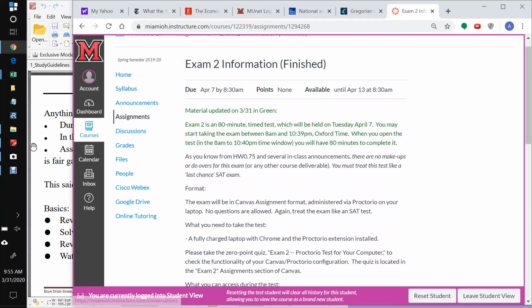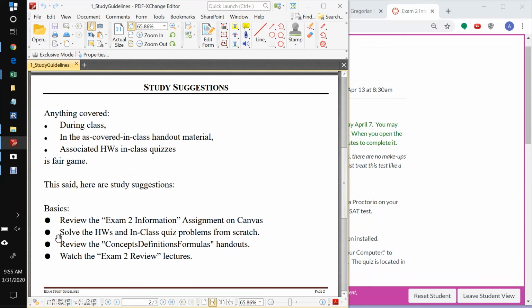So that's number one. Number two, you should be sure that you can solve all the homeworks and in-class quiz problems from scratch. Once you've done that, make sure to review the concepts, definitions, formulas handouts, so you're not missing anything big conceptually that's important in any of the chapters. Then I would suggest watching this lecture and also the following part two. So those are the basics.